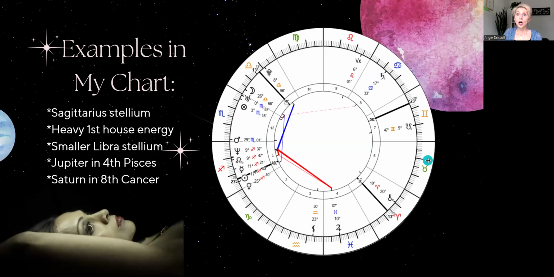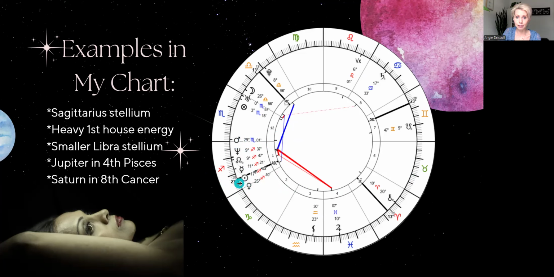Okay, so we're going to look back at my chart. The first thing we're going to notice is that I have a lot of Sagittarius placements here. This is called a stellium. A stellium is when you have at least 3 placements in one sign or one house, 3 or more. And I actually have 6 Sagittarius placements here.